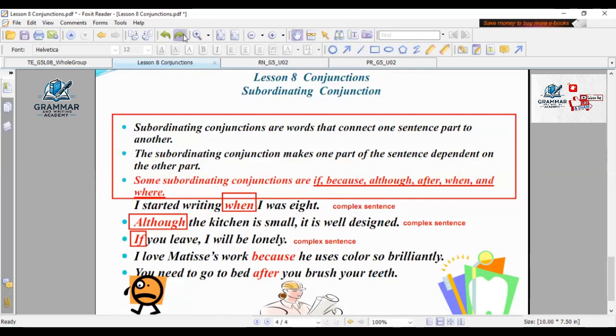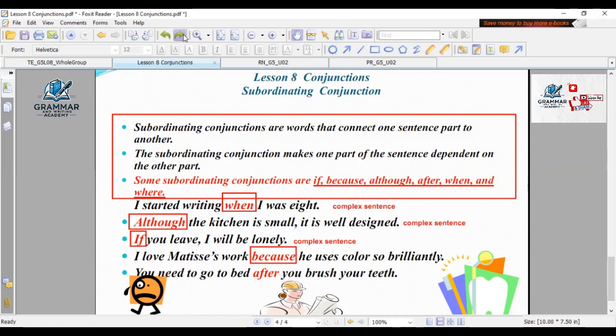Number 4. Yes. Okay. I love Matthew's work because he uses colors so brilliantly. Because here the subordinating conjunction, it comes to the middle, mister. Yeah, for this reason, you don't have a comma. Okay, and this also a complex sentence.